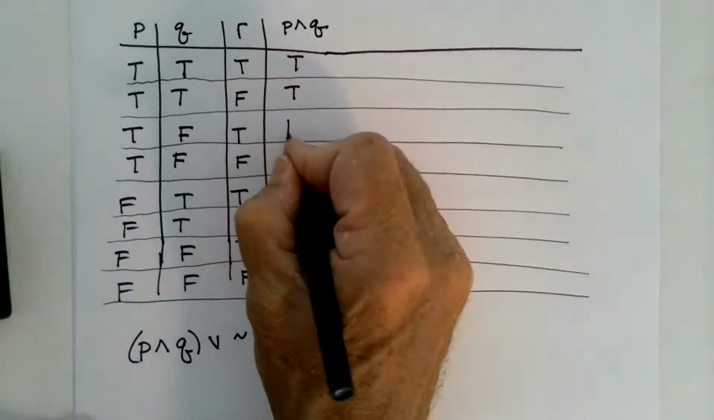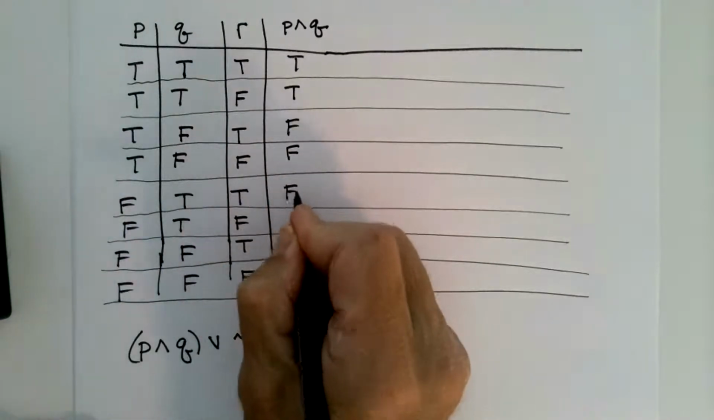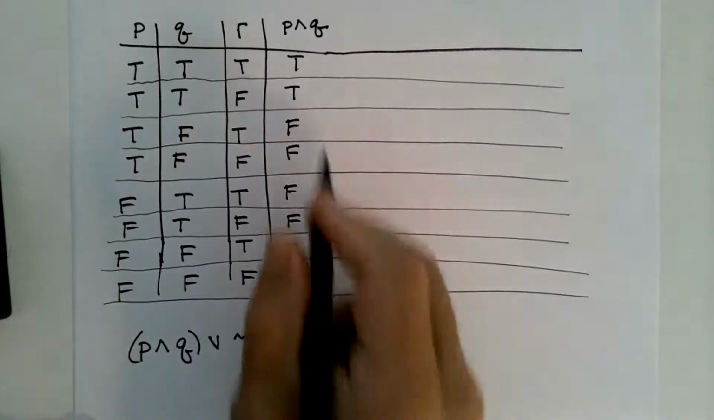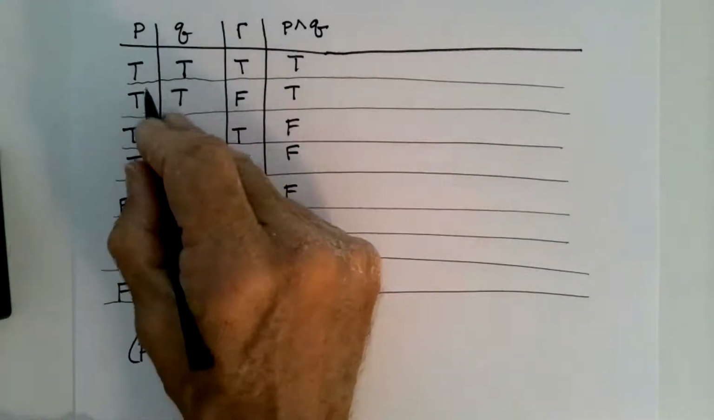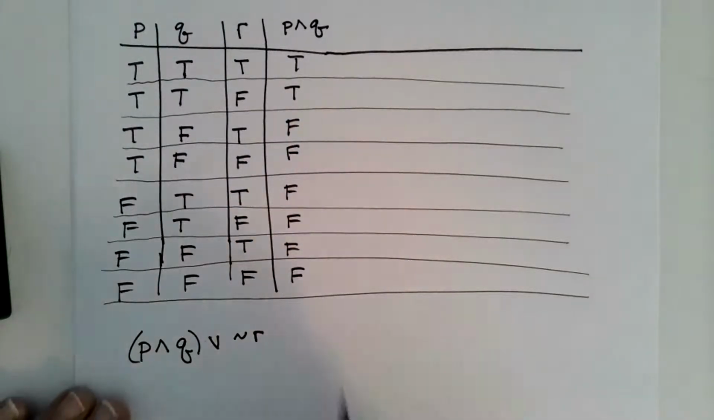TF, TF, they're not both true. False, true, false, true, they're not both true. False, false, false, false, they're not both true. So P and Q are true in the first two because TT yields T, TT yields T. Both P and Q are true.